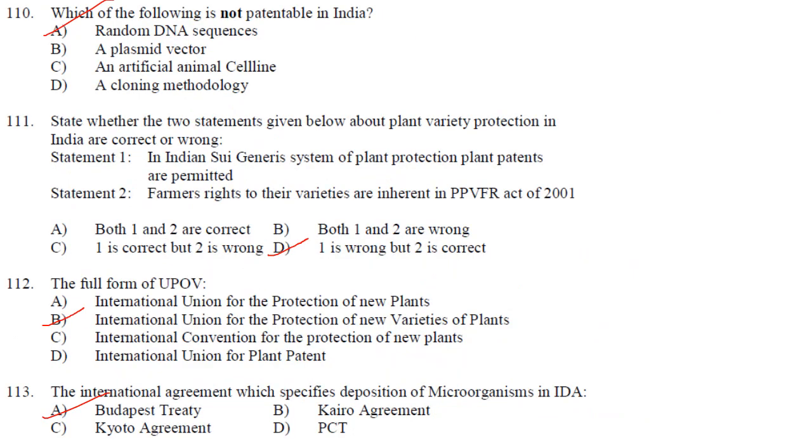Then which of the following is not patentable in India? Random DNA sequences, a plasmid vector, an artificial animal cell line, a cloning methodology. Random DNA sequences are not patentable in India. Answer is option A.